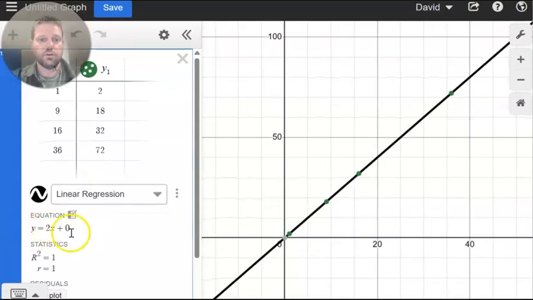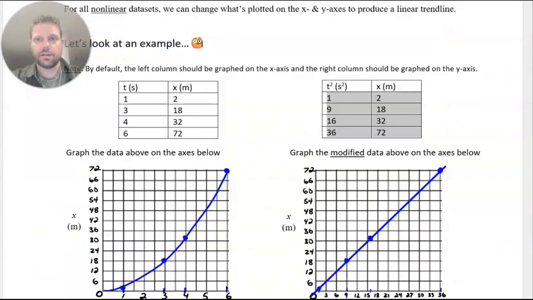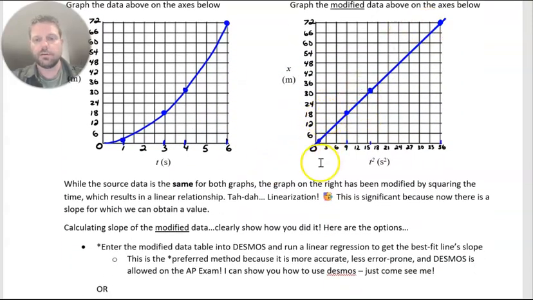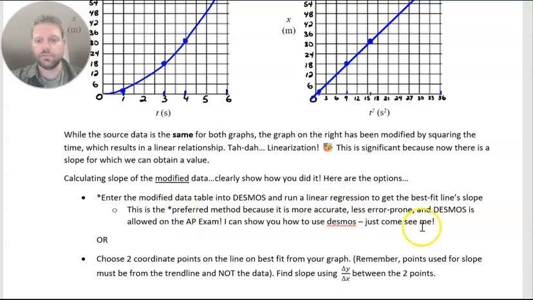You can see here that my slope is going to be 2. So now I can jump back over to our graph and I know that the slope is 2. So those are the 2 ways you can get slope: by hand or using Desmos. I would encourage you or prefer you to use Desmos because it's more exact and it's less error prone than doing it by hand.